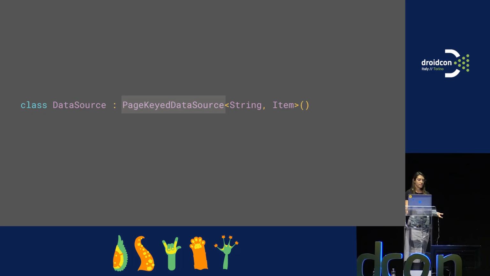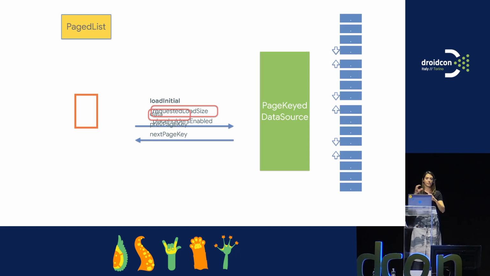So we would implement a data source by extending from page keyed data source, similarly with a key and with an item. So what happens in this case? Our pages will have links to the next and the previous. So when we load initial, we say what's the initial load size and whether placeholders are enabled or not. Then we get the first bunch of data. But here we also get the key to the previous page and to the next page. And this is set in the page list.